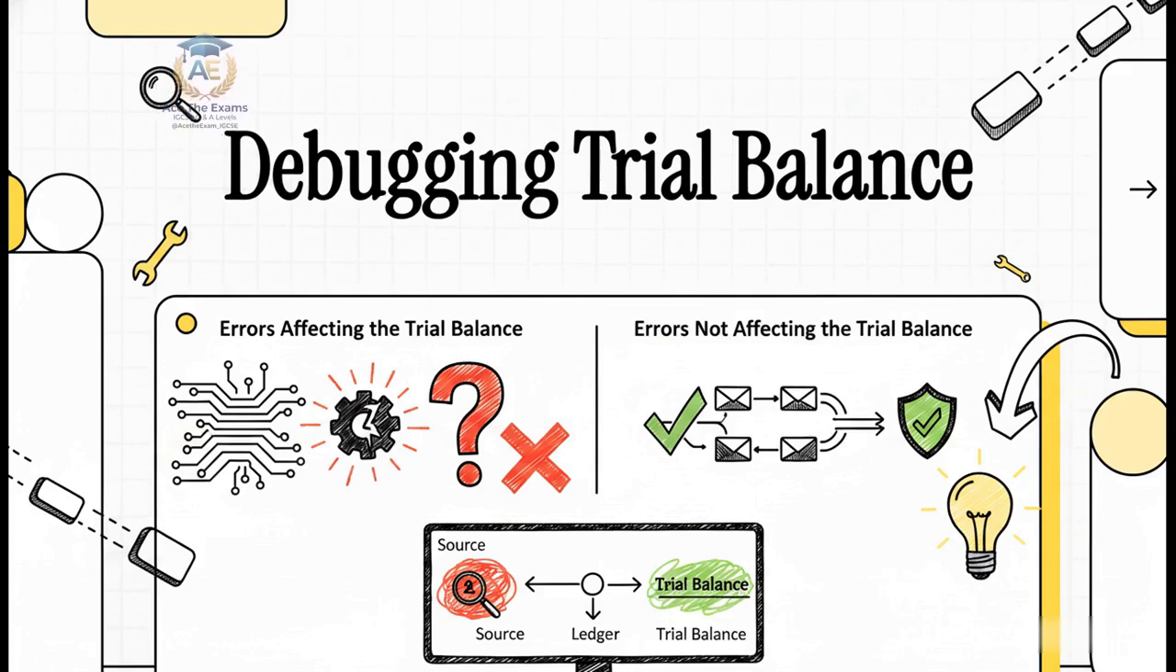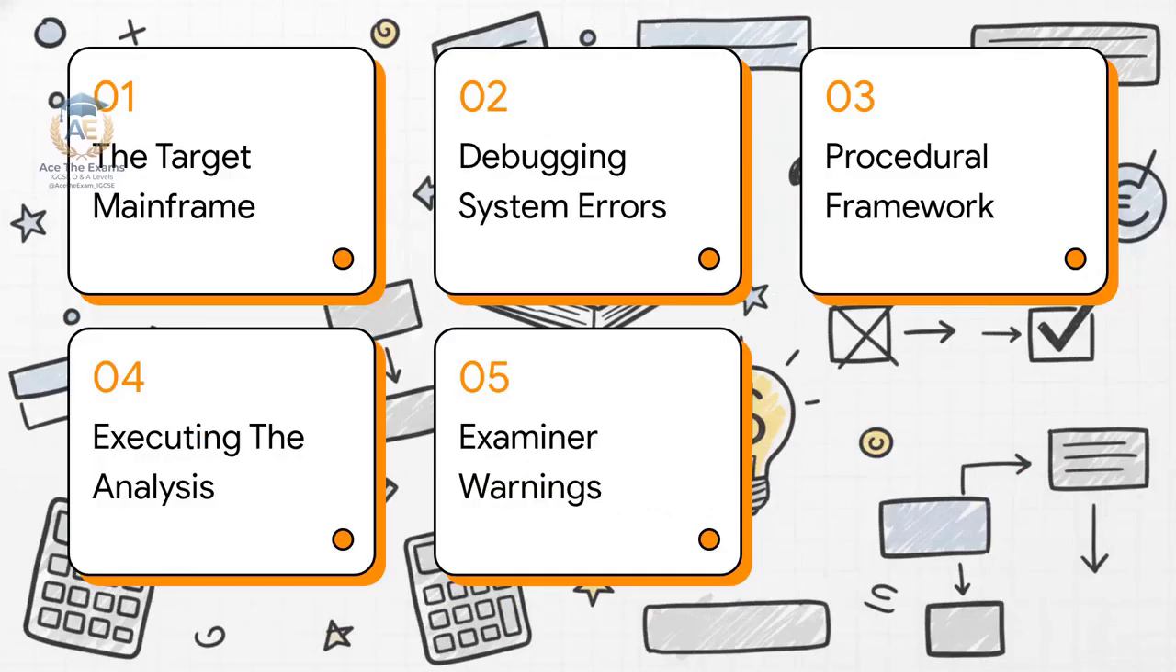We're talking about errors affecting the trial balance and errors not affecting the trial balance. You know, examiners report that this is one of the most crashed, bug-ridden areas for students, but by the end of this session, you're going to be able to compile the absolute perfect, high-scoring response algorithm. Okay, let's run our boot sequence.